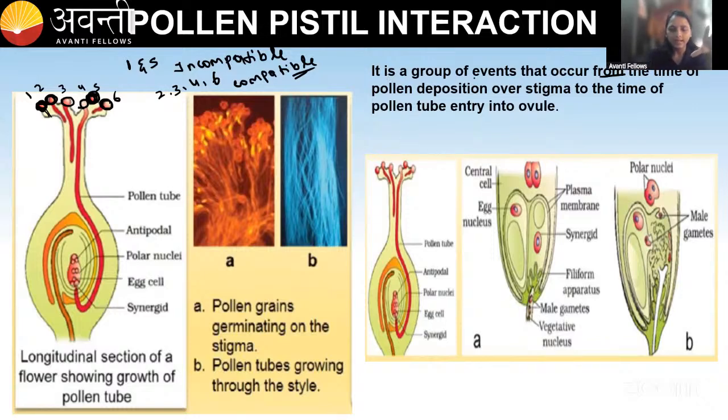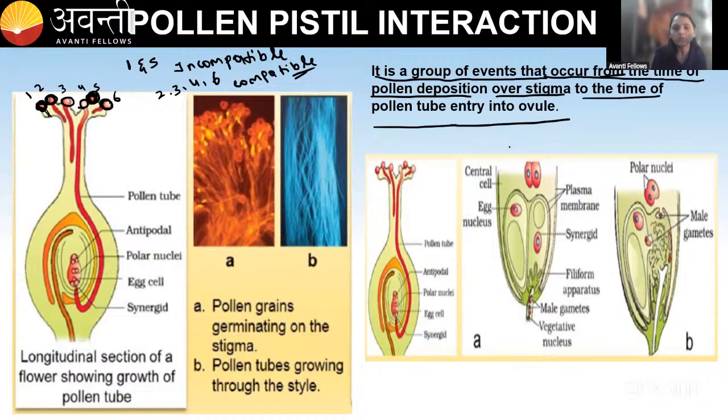Okay, see here, what is the pollen and pistil interaction? It is a group of events. It is a group of events that occur from the time of the pollen deposition over a stigma to the time of the pollen tube entry to the ovule. What is happening here is, just imagine the ovule is here.